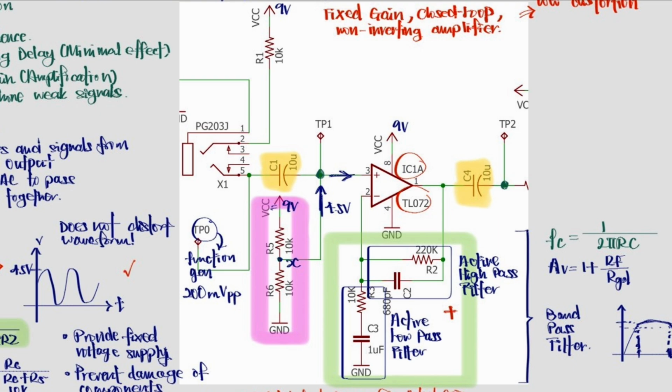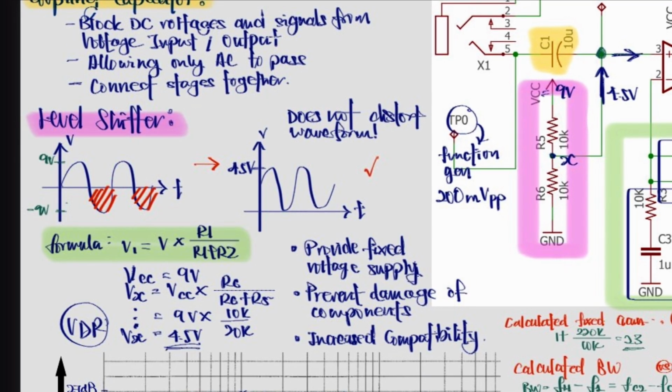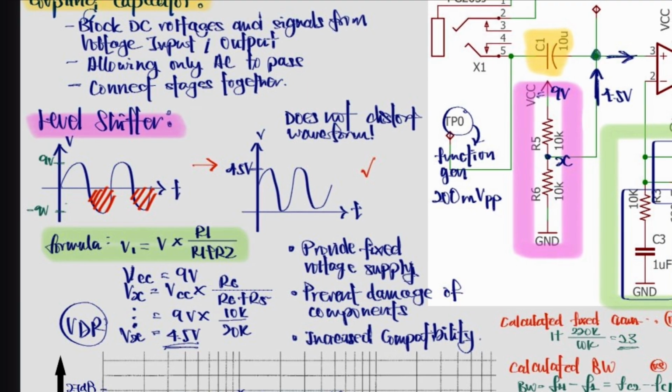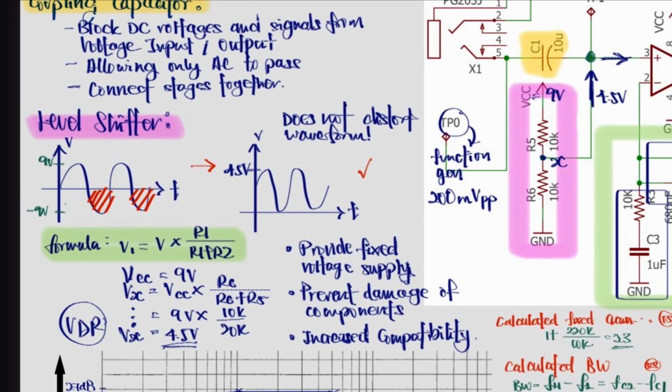signals from the input. At TP1, we have a voltage divider being applied, doing its role as a level shifter. Moving on, you will notice that a level shifter is almost always necessary. A voltage divider is needed because it is a method to get a fixed voltage supply. In this situation, it is 4.5 volts, half of the voltage supply.